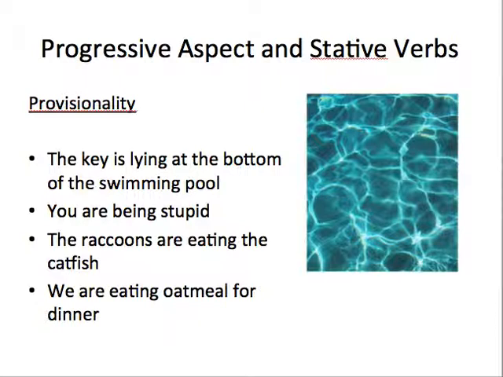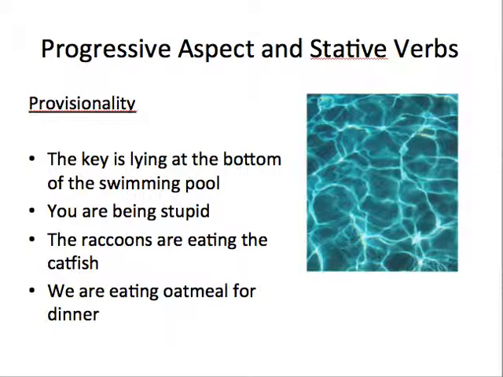Mentioned before the notion of temporariness and provisionality. Here's the one captured in this sentence. The key is lying at the bottom of the swimming pool. Presumably, we don't keep our keys on the bottom of a swimming pool. You know, where do you keep your keys? The keys lie on the bottom of the swimming pool. Weird. Presumably, based upon our knowledge of swimming pools and keys, this is not a permanent state, it's a temporary state, okay?